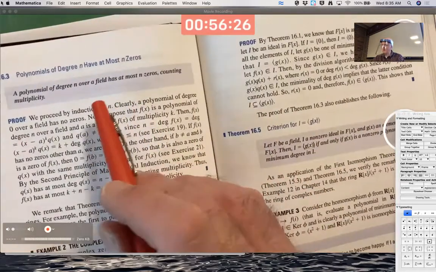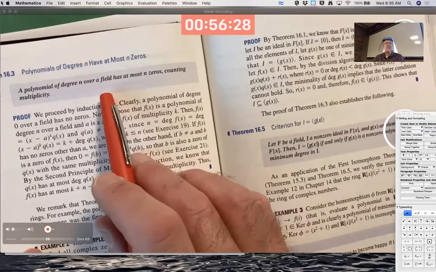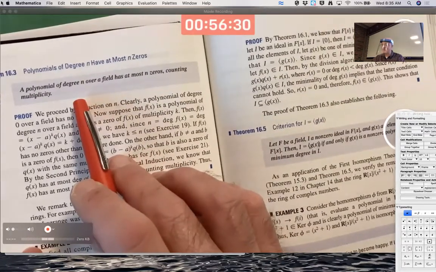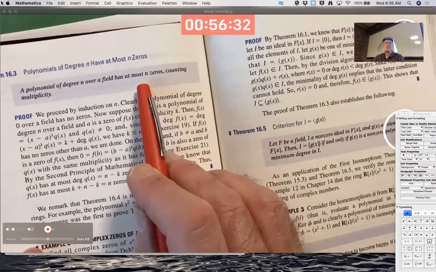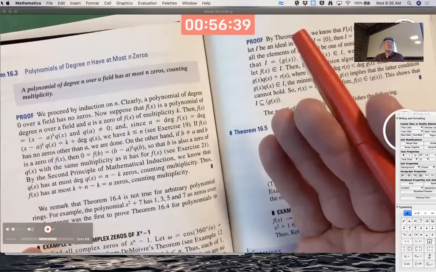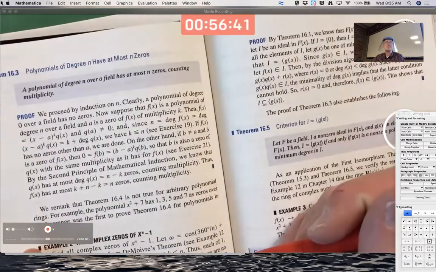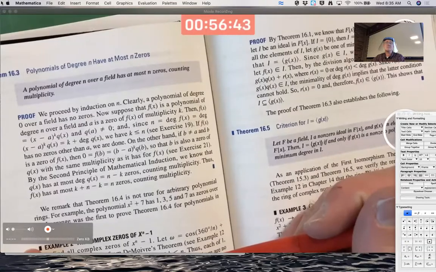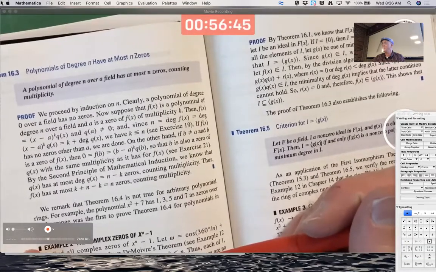Yeah, if your coefficients come from a field and the degree of f of x is n, it's got at most n zeros. Can't have more. If the coefficients come from an integral domain, for example, that's not a field, then this is not necessarily true for that example, if the coefficients don't come from a field.